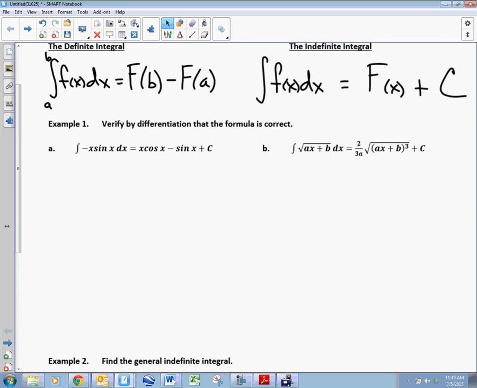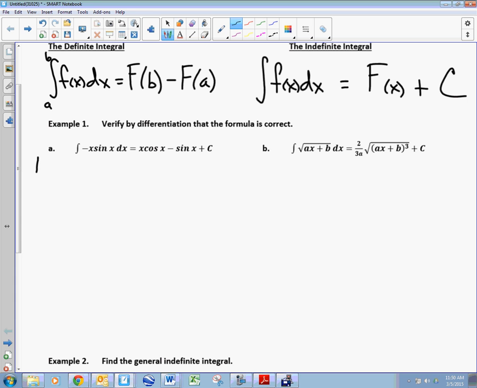So they're making a claim that it's equal to x cosine of x minus sine of x plus c. They want to verify that this is correct. They're saying that the antiderivative of this is that. So what we're going to do is take the derivative of this and hopefully come up with that. Okay?